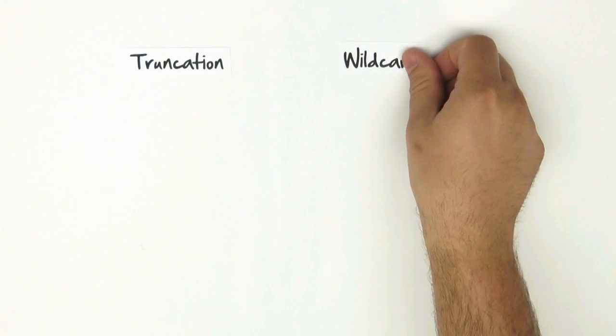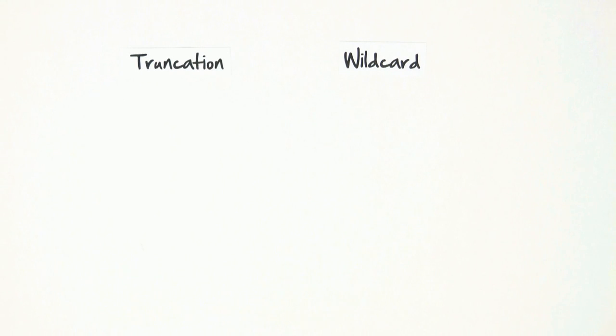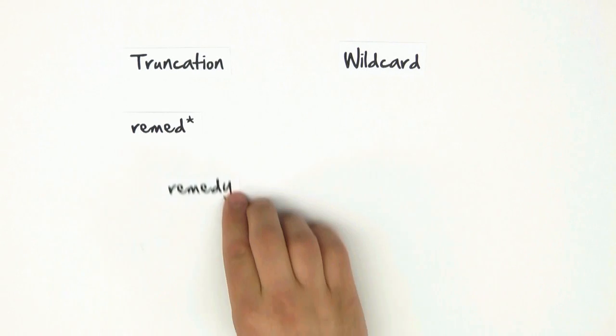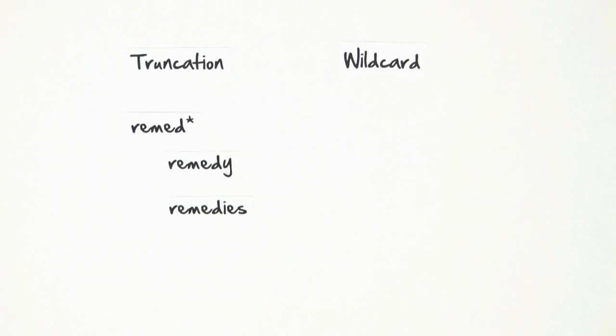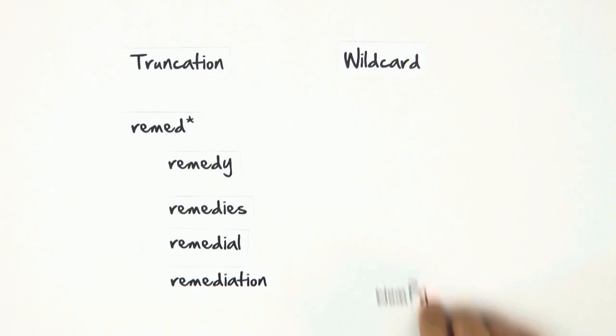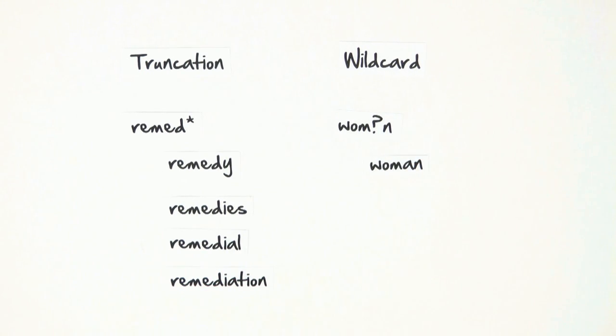When you need to search for different spellings of a word, use truncation and wildcards. To truncate, type the first part of the word followed by an asterisk. Some databases will use a different symbol. So, REMED asterisk will search for remedy, remedies, remedial, and remediation. To search with a wildcard, insert a question mark to replace one or more letters in a word. WOM?N will search for both woman and women.